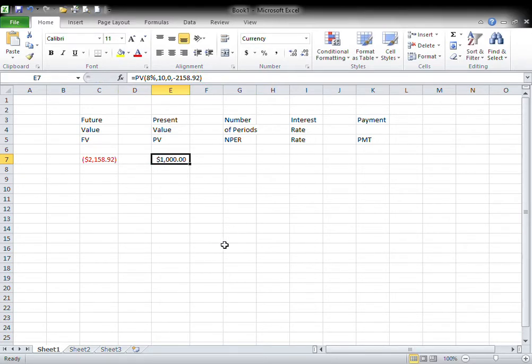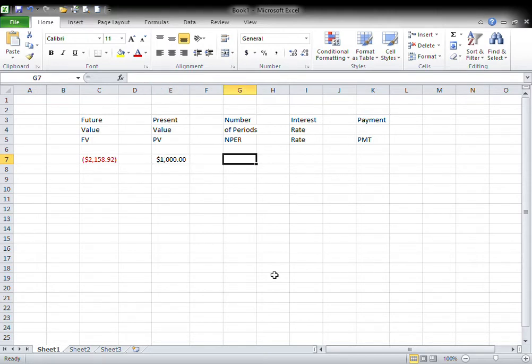Same situation. Now this makes some level of sense, because if you're doing this calculation from our standpoint, we're putting the money in the bank. It's coming out of our pocket and going into the bank. But from the bank's perspective, the money is coming in at $1,000, and in 10 years they will owe $2,800.